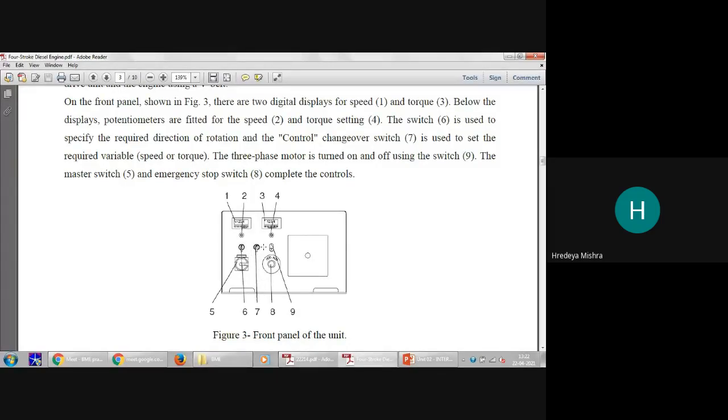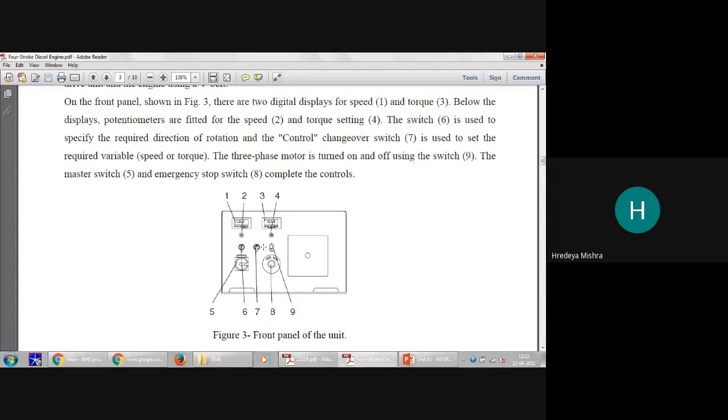Now, this is used to set the required variable, speed or torque, meaning what we are going to vary. In speed and torque we have to keep one thing constant. Whether we make torque constant or speed constant, it is up to you which point to keep constant.